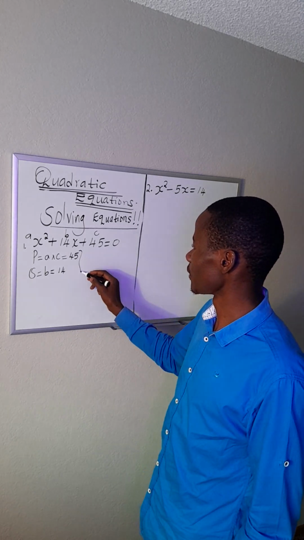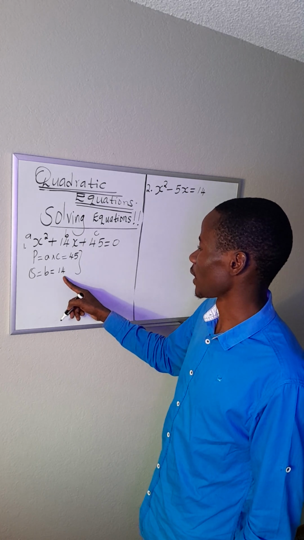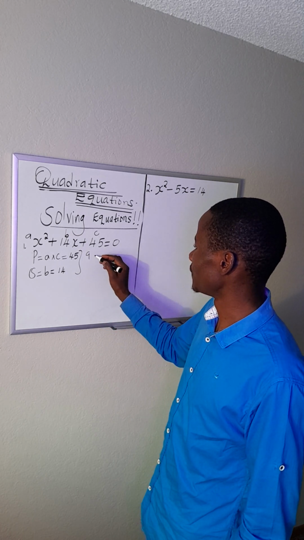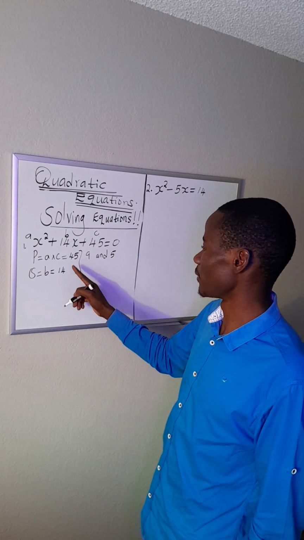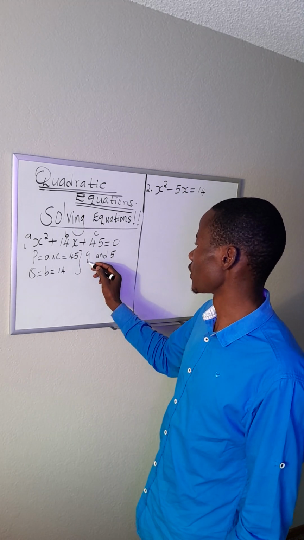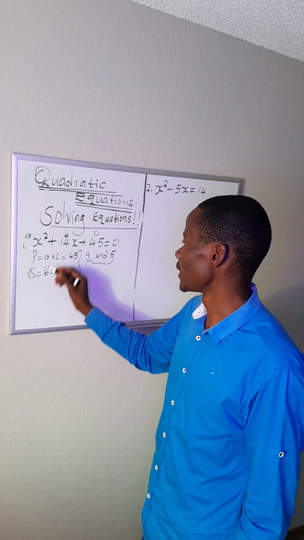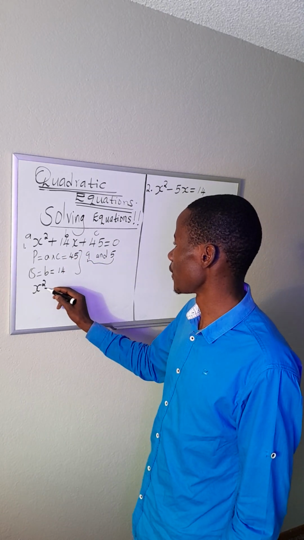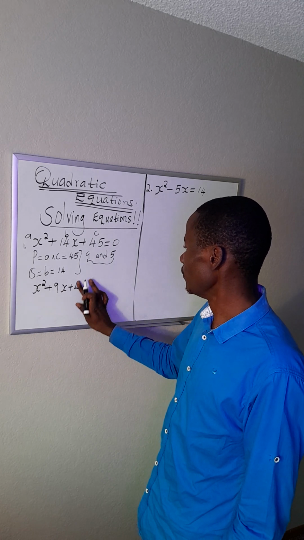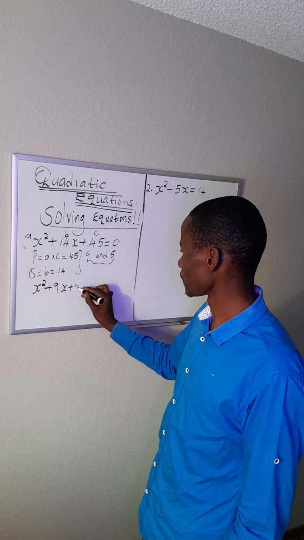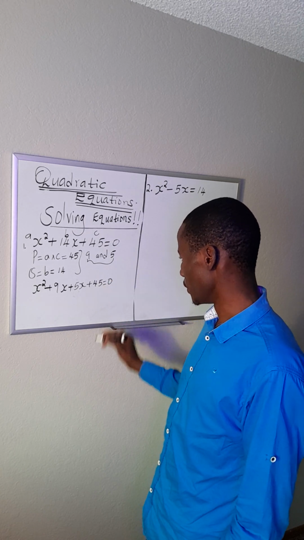Look for two numbers. You multiply them, you get 45. You add them, you get 14. What are the two numbers? 9 and 5. 9 times 5, 45. 9 plus 5, 14. Use these two factors to expand the coefficient of x. Now you have x squared plus 9x plus 5x plus 45 is equal to 0.